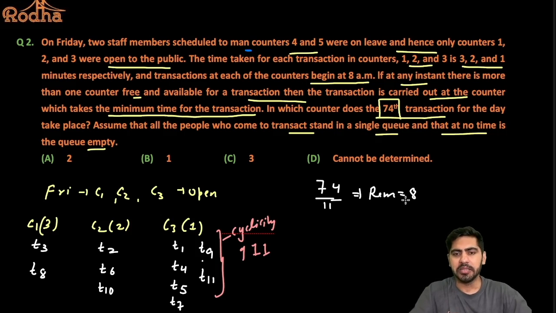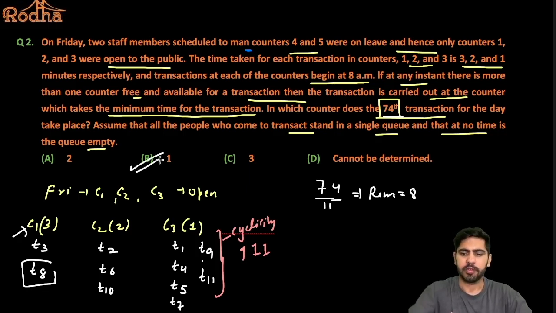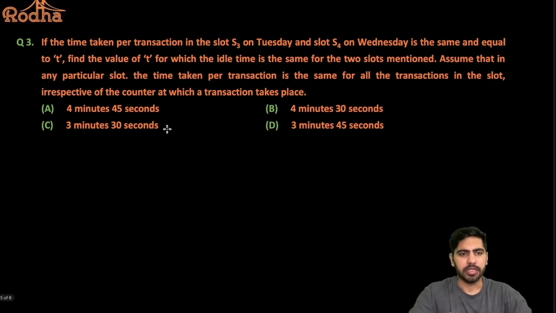And if my remainder is 8 here, can I say the 74th transaction is the same as the 8th transaction, isn't it? And the 8th transaction happens at counter number 1 here, right? You can see here, isn't it? So the 74th transaction will also happen at counter number 1, right? So the answer is option B, that is 1, right? Let's move ahead to the next one.